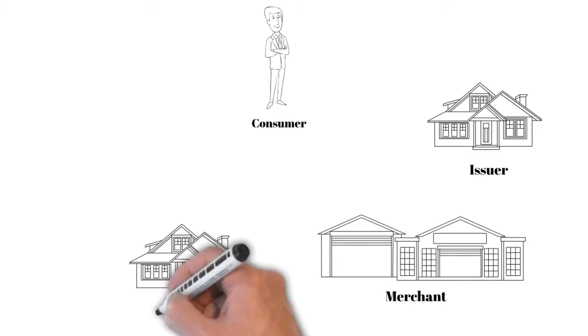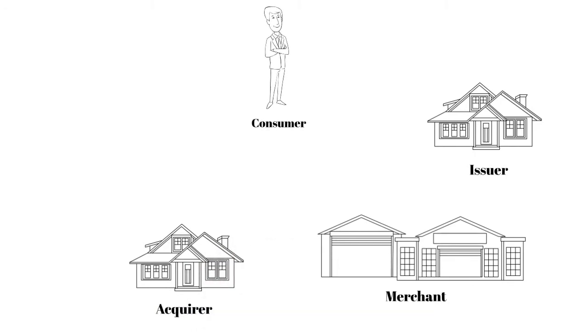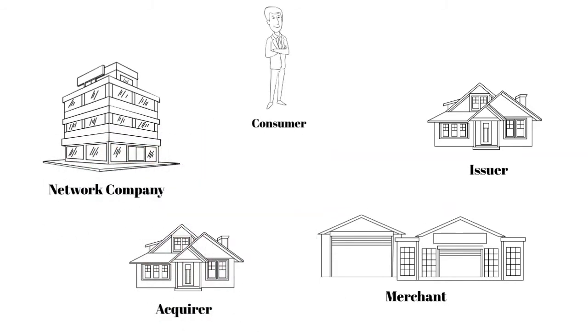Next is the merchant bank. The merchant bank is known as the acquirer. The acquirer provides access to the network for the merchant by authorizing their transactions and ensuring that the merchant receives payment quickly and securely. And the last one is the network that connects all the parties involved in order to make electronic payment possible. Examples of networks are Visa, MasterCard, RuPay, etc.